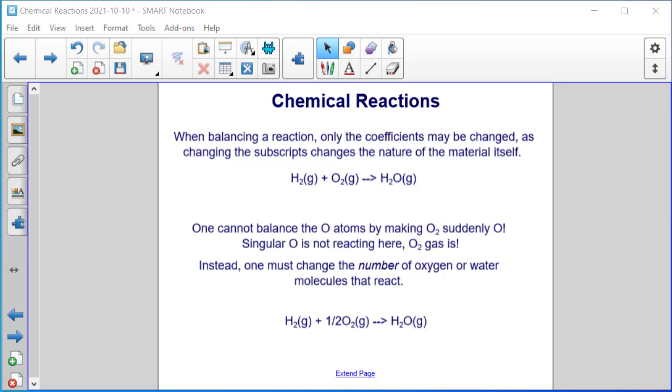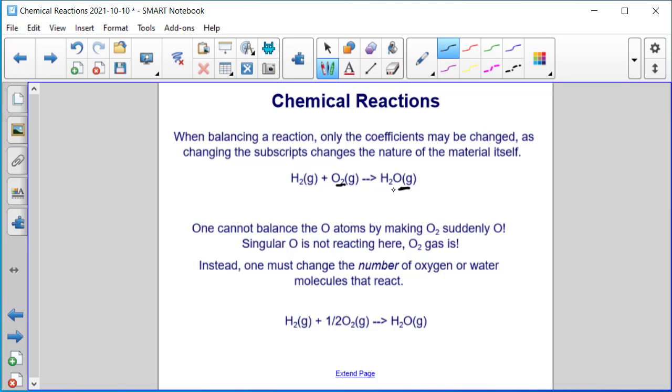So in this example where we're trying to balance H2 plus O2 produces H2O, you can see the oxygens are not balanced. We have 2 on the left and only 1 oxygen on the right. Well, we can't just say, okay, let's just make this a singular O, and then it's all balanced. A singular oxygen atom is not what's reacting here. It's molecular oxygen gas, O2. So we can't do that, right? Instead, we have to change the number of oxygen and water molecules that react.